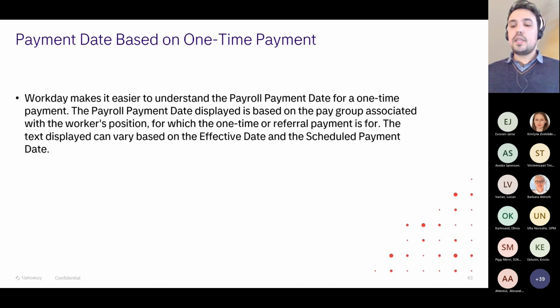pay group, Workday can display additional text mentioning that based on the specified date, the employee will actually be paid on 31st of March. So if the pay group configuration shows that the employee should be paid on 31st of March, even if the effective date of the one-time payment is 16th of March, Workday will display a text telling that the payment will be done on 31st of March. And that's based on the employee pay group configuration.